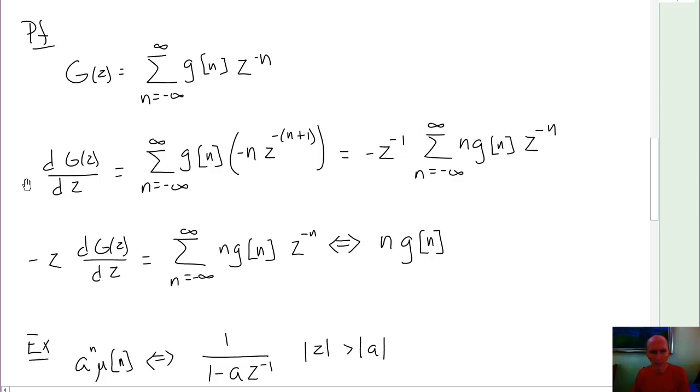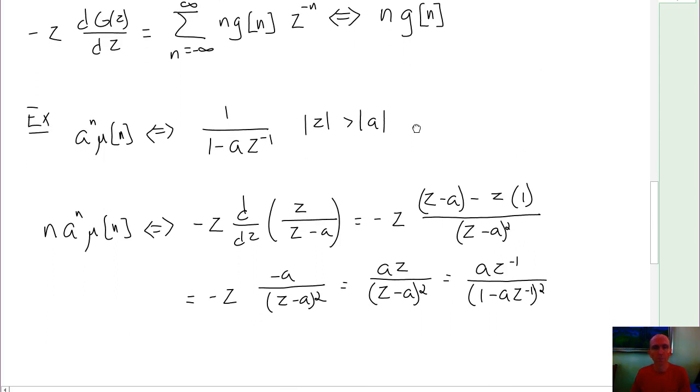And inside here we get n g of n times z to the minus n. And so if we take this to the other side, then we'd get minus z times this derivative, and this is what we'd have here. Of course, by definition, this is the z transform of whatever is multiplied by z to the minus n. So this is the z transform of n times g of n.